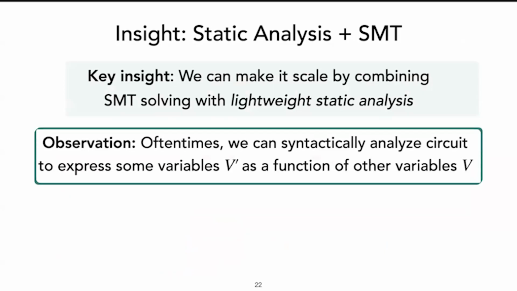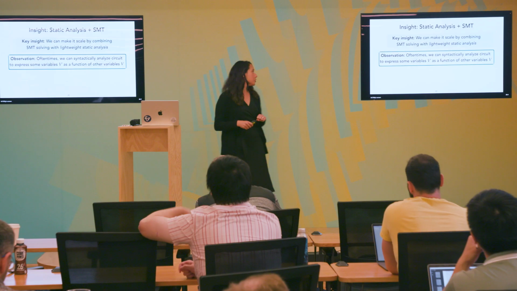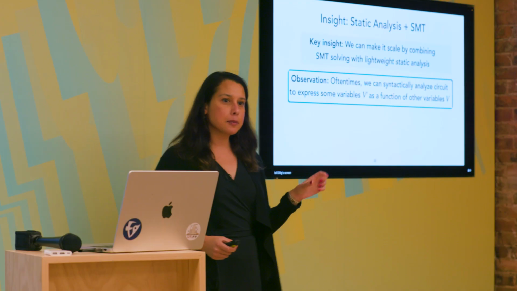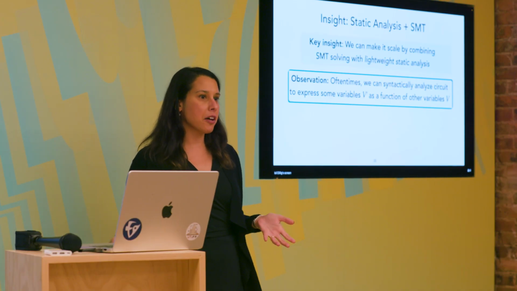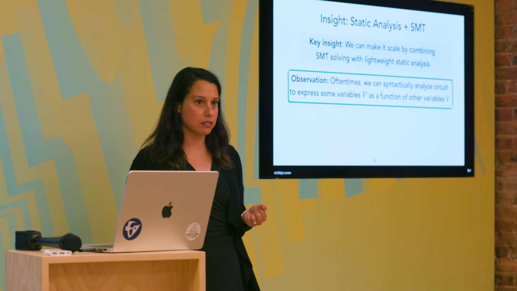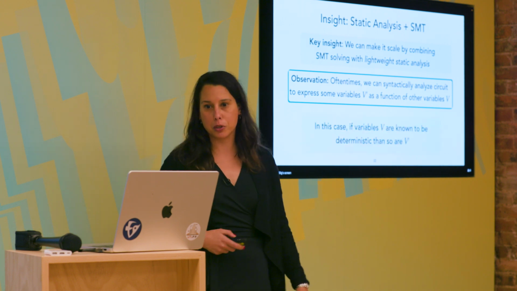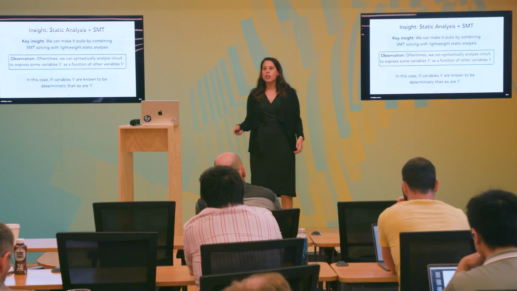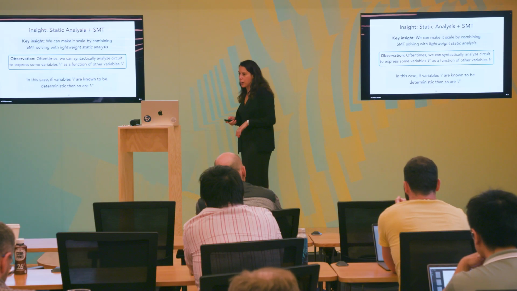And here's the key intuition underlying our approach. So often you can look at parts of the circuit, you can kind of eyeball your circuit, and realize that some variable v prime can be expressed as a mathematical function of some other variables v in the circuit by just doing a pattern matching approach. And if you can eyeball the circuit and realize that v prime is f of v, as long as you know that all of these v's are deterministic, then you can also conclude that v prime is also deterministic. So let me give you an example to illustrate what I mean.